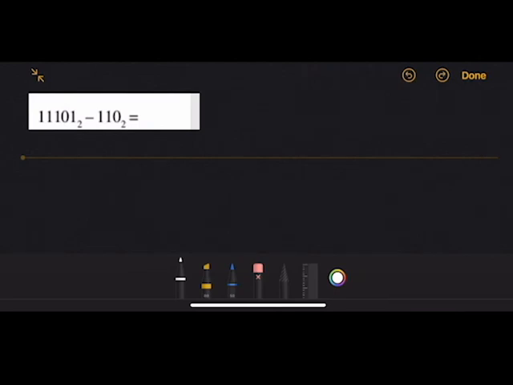Okay, the next question will be a subtraction question. So first we can write it down as we normally do: 11101 minus 110. Okay, this is easy. 1 minus 0 is 1. 0 cannot minus 1 obviously. We'll borrow from the 1 before it.